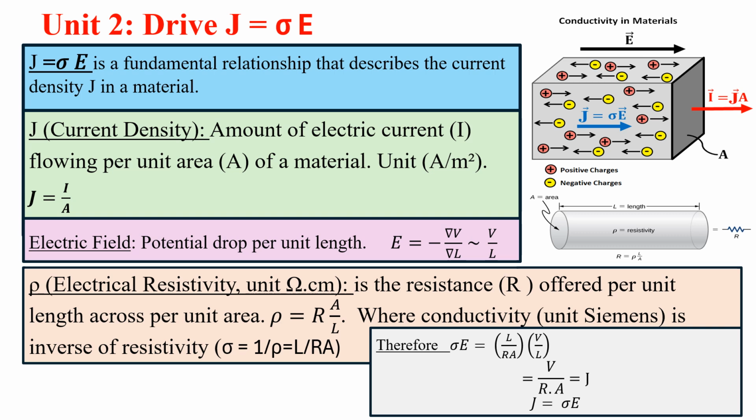Therefore, when we multiply sigma by E, sigma is equal to L over R A, and E is equal to V over L. The L cancels, giving V over R A, which is equal to J, because V over R is current, and current per unit area is equal to J. So J is equal to sigma E. In this way, we can derive the fundamental equation J is equal to sigma E.